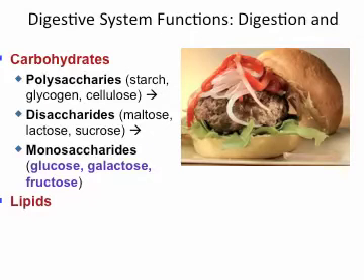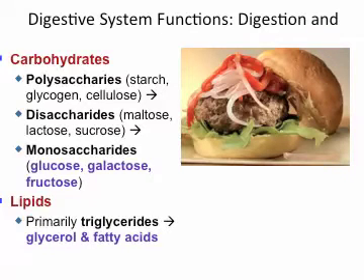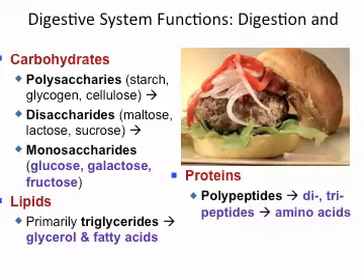As for lipids, primarily you have triglycerides, so you'll ingest triglycerides, and those triglycerides can be broken down into smaller parts, glycerol and fatty acids. And then of course proteins can be broken down into polypeptides, and those polypeptides can be broken down into tripeptides that can be broken down into dipeptides. And when the dipeptides are broken down, you've got single amino acids, and now those single amino acids can travel across the small intestine wall.